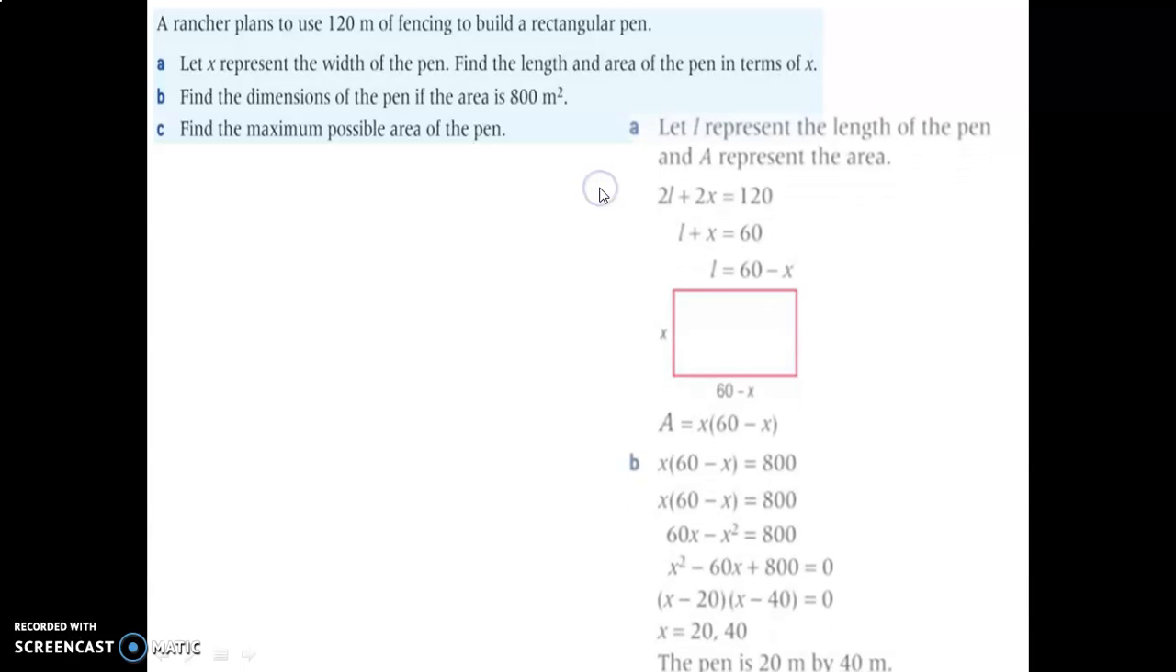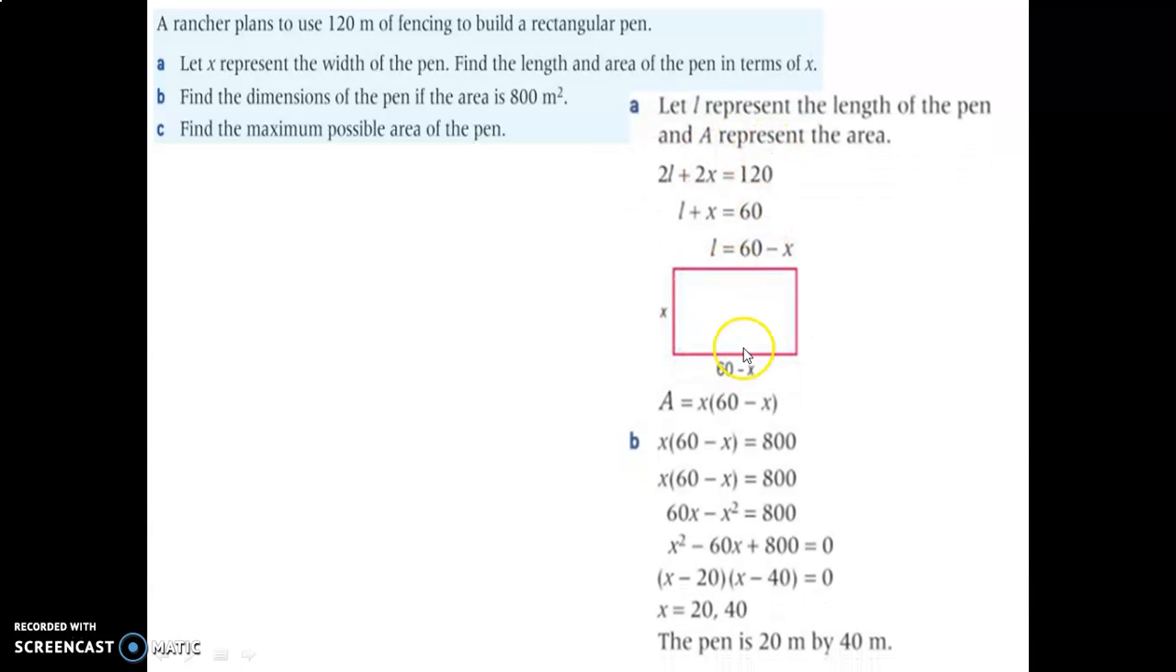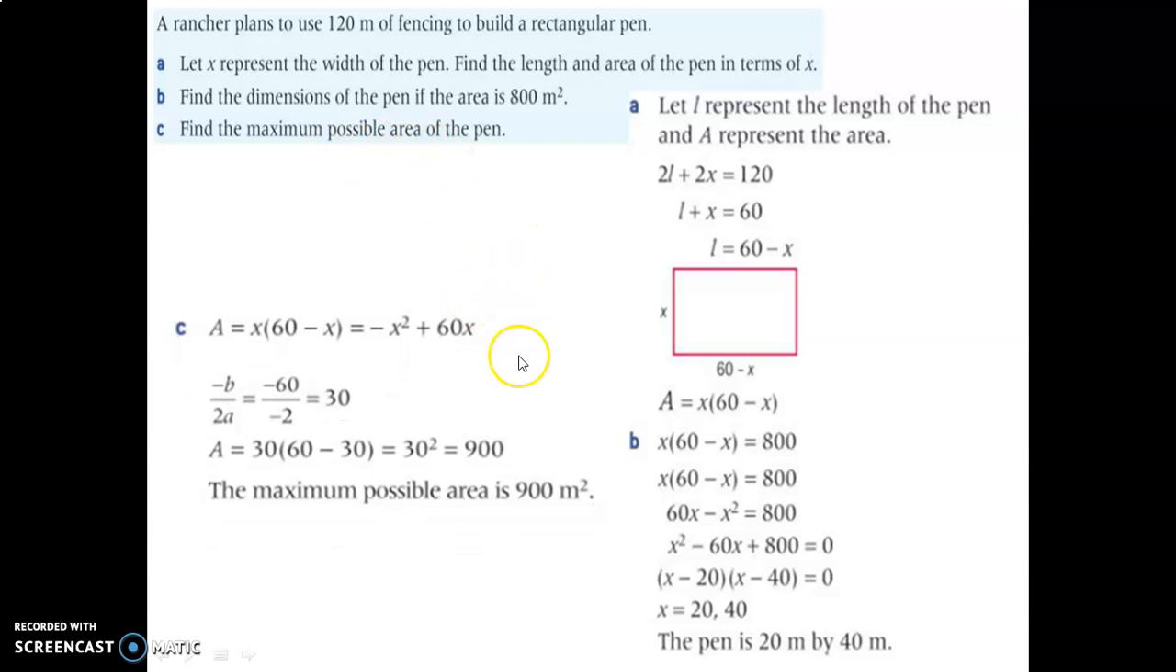Okay, check your work for this one, right here. So, there's the rectangle, there's the area formula, solving it with an area of 800, and getting these dimensions. So x can be 20 or 40, and that means that each of these sides can be either 20 or 40. So there's the dimensions. And then the maximum possible area, check your work here. Again, there's our area formula. Here it's simplified in standard form. Finding the x value for the vertex, putting it in, finding the y value. So we found out the maximum possible area is 900.